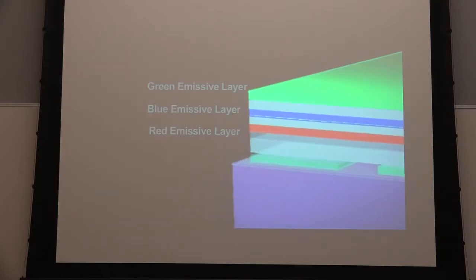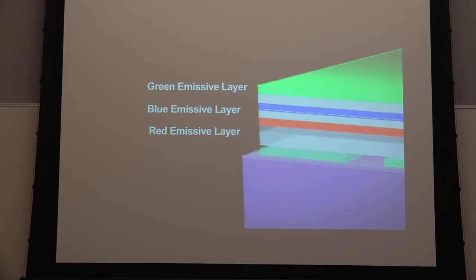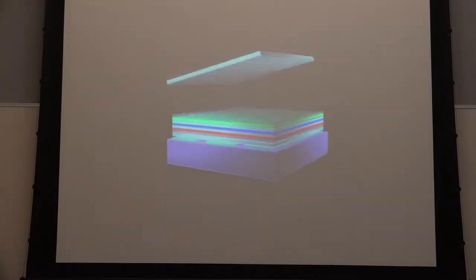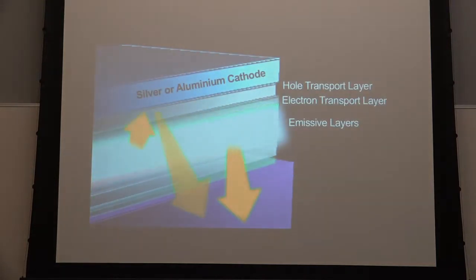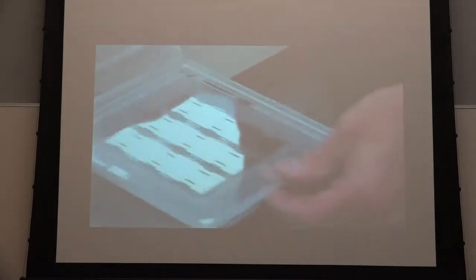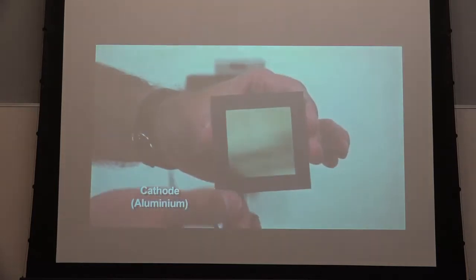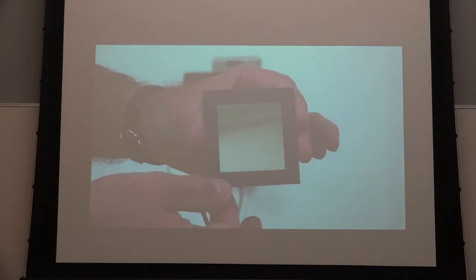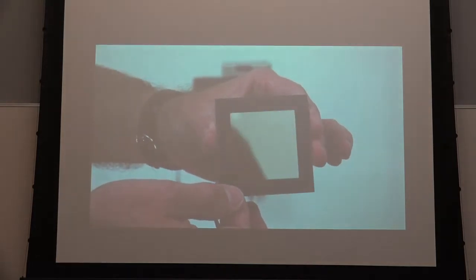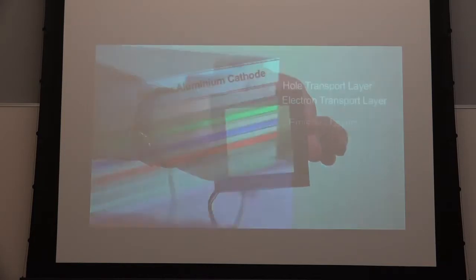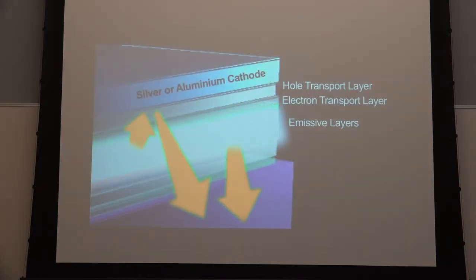To make a white device, typically we form three emission layers, red, green, and blue, and the combined emission from those layers forms white light. Beyond the emission layers, there is typically an electron transport layer, and the cathode acts to inject electrons into the device. It is also a reflective material, which is very important. If it is not a reflective metal, a lot of the photons will be absorbed at that interface. In the off state, it is a mirror. Basically, you can see a reflection of the aluminum reflective cathode.